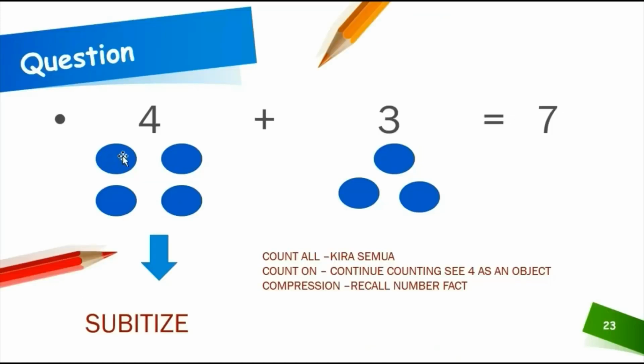For example, the four dots here are the subitized amount. When we can subitize and look at one object, we can start to learn to count on: 4, 5, 6, 7. If the count all strategy is 1, 2, 3, 4, 5, 6, 7, then after that we can teach them the recurring number facts. When 4 plus 3 is equal to 7, that is called a recurring number fact.